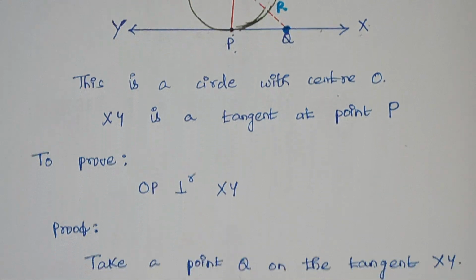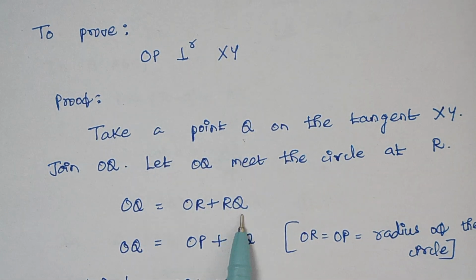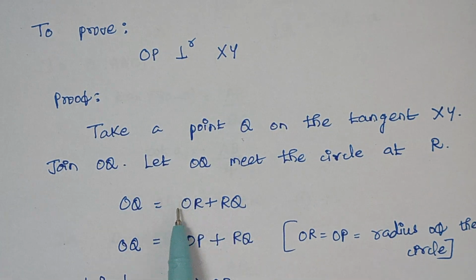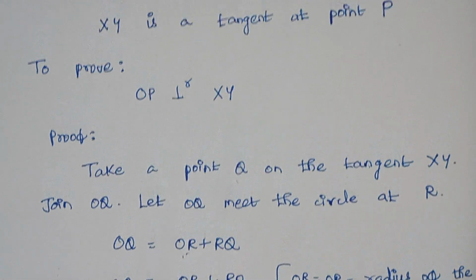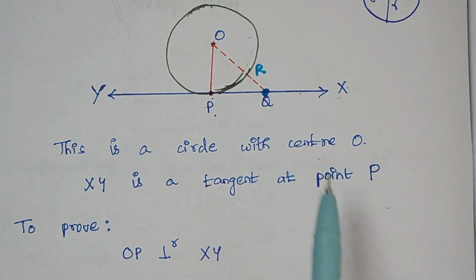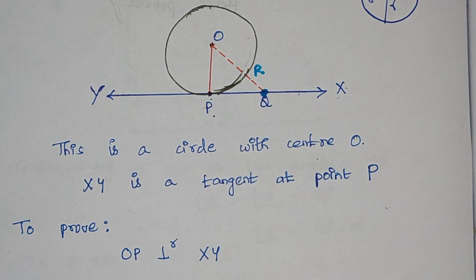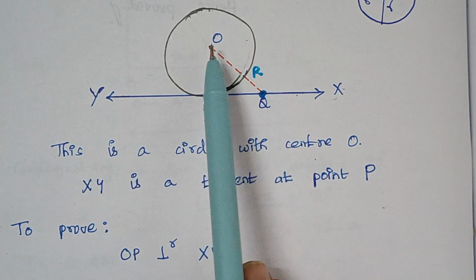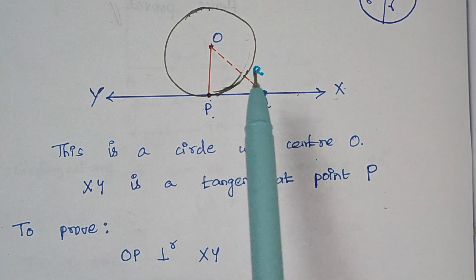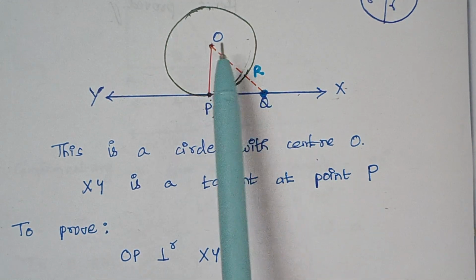So as a first step you see here we have written OQ is OR plus RQ, right? And what is OR here? OR is nothing but radius. So we are replacing OR by OP because the radius of a circle is always the same. For example, if here it is 2 centimeter, then OR will also be equal to the same 2 centimeter, right? So we have replaced OR by OP.